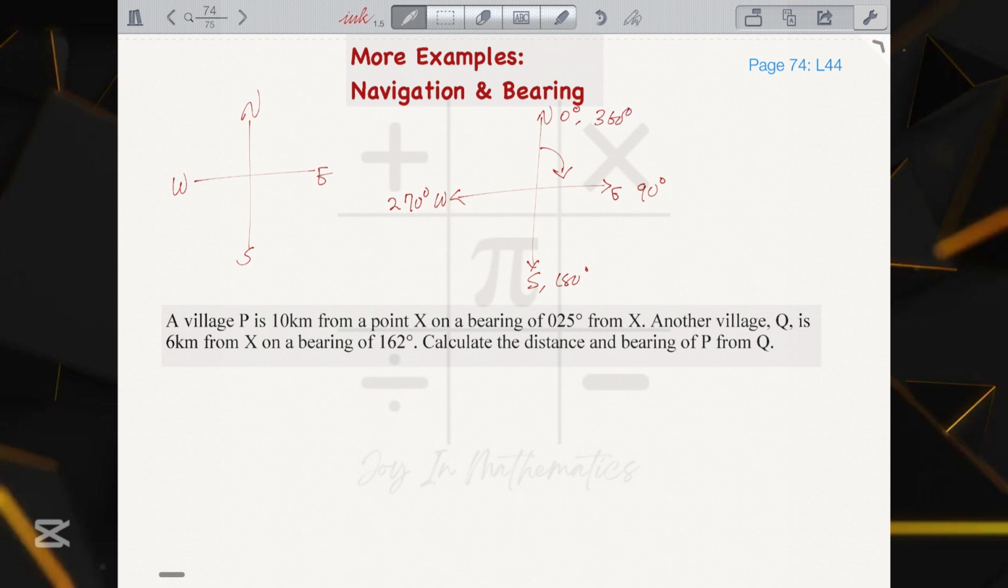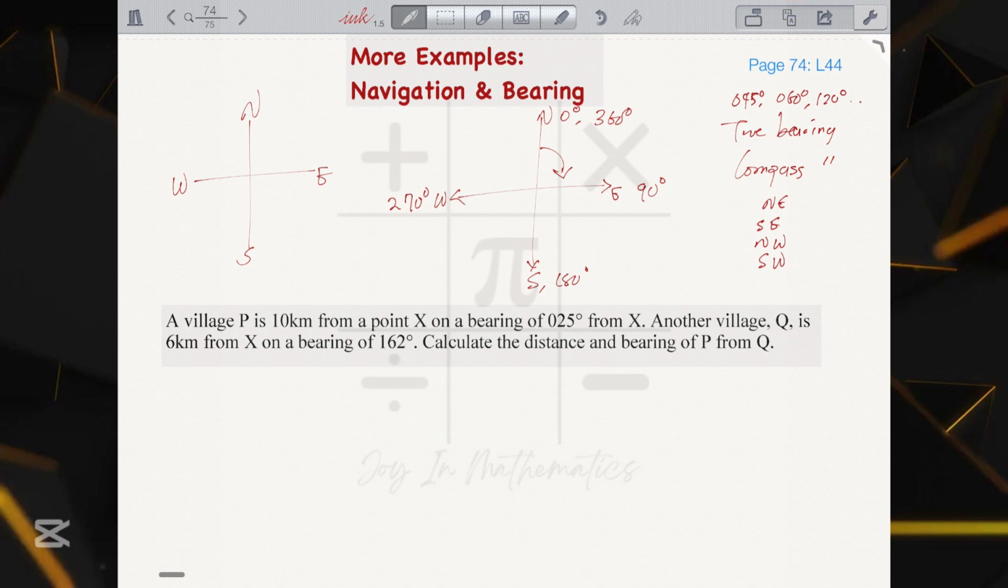And we learned that there are 2 types of bearing. We have the true bearing as well as the compass bearing. The compass bearing involves us using the northeast, the southeast, the northwest, and also the southwest, while the true bearing involves us using maybe 045 degrees. You can also have 060 degrees, 120 degrees, and the rest.